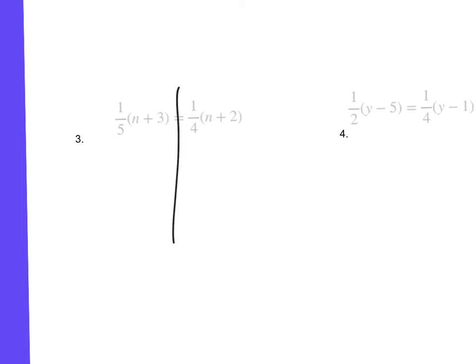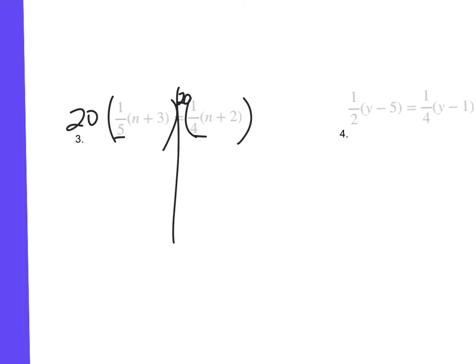Okay, so let's go ahead and just look at the two fractions, 5 and 4. What's a number that they both go into? 20, right? That's the first one that comes to my mind. So what I'm going to do is multiply by 20 on both sides. Okay?